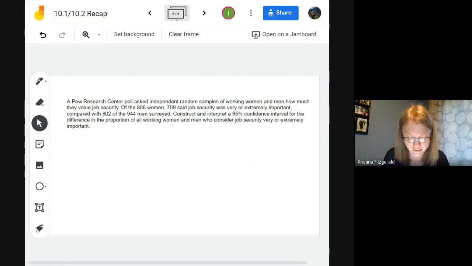So I'm praying I grabbed a 2 sample. I'm pretty sure I did yesterday. Okay. Ooh, not that. Don't click that button. All right. The Pew Research Center poll asked independent random samples of working women and men how much they value job security. Of the 806 women, 709 said job security was very or extremely important, compared with 802 of the 944 men surveyed. Construct and interpret a 95% interval for the difference in the proportion.